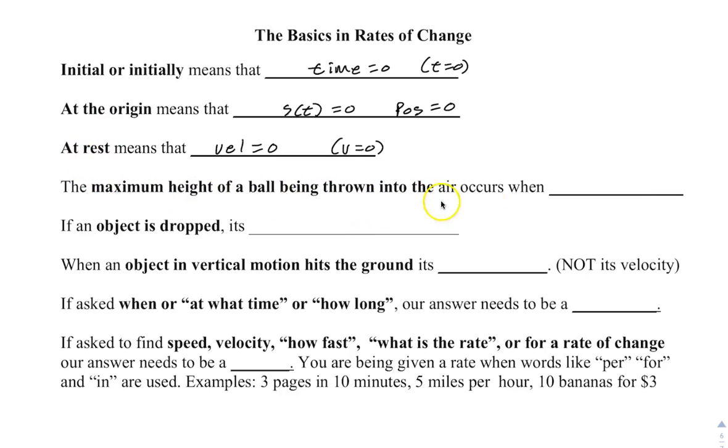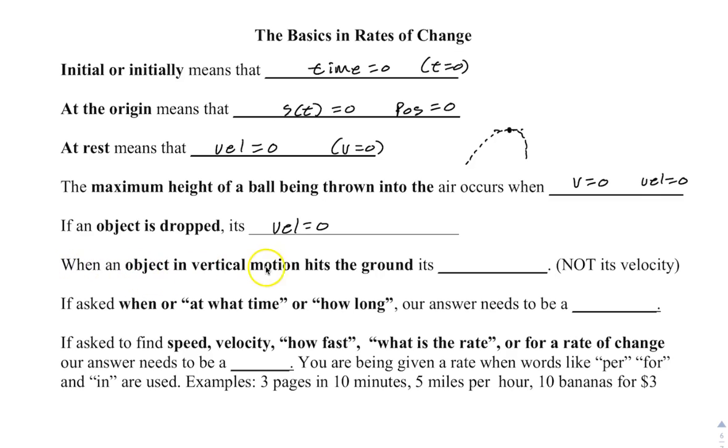The maximum height of a ball being thrown into the air occurs. This is a little physics thing, right? When you throw a ball into the air and you reach your max height, you're at a little free standstill. Your velocity equals 0 again. There's a little split second where you're weightless, you're not moving, so velocity equals 0. If an object is dropped, that means you're not throwing or tossing it. So that's another way of saying velocity equals 0. When an object is dropped, you're just starting from a standstill, so velocity equals 0.